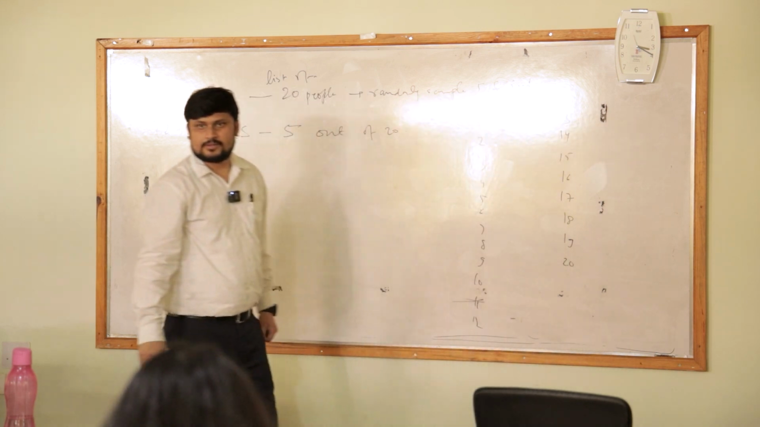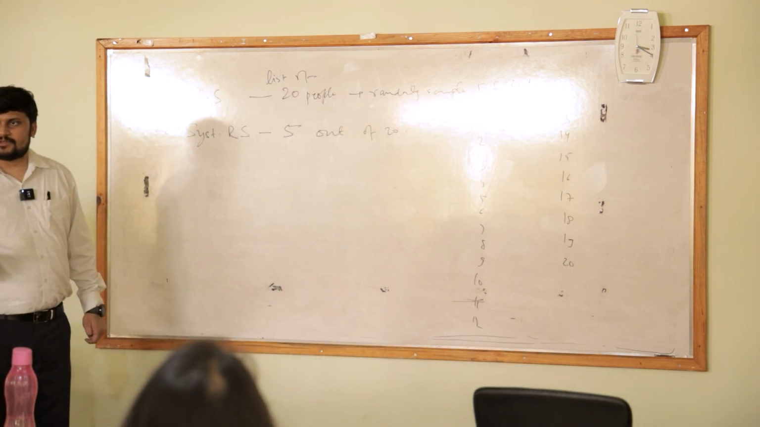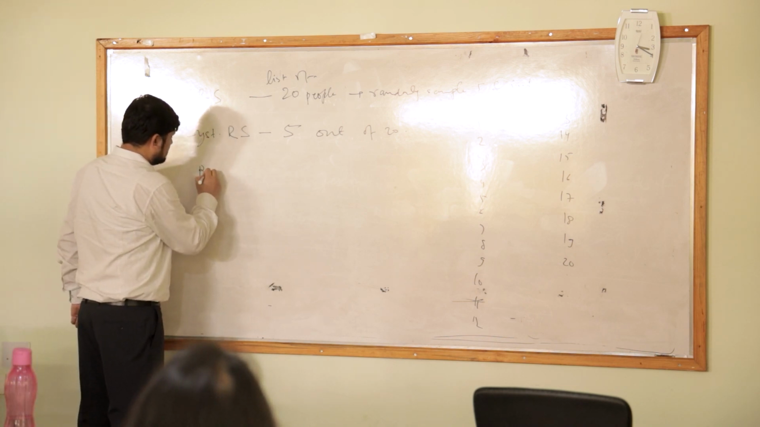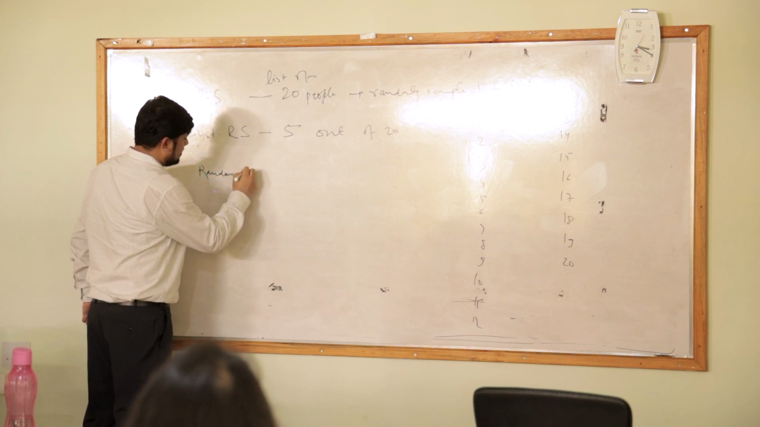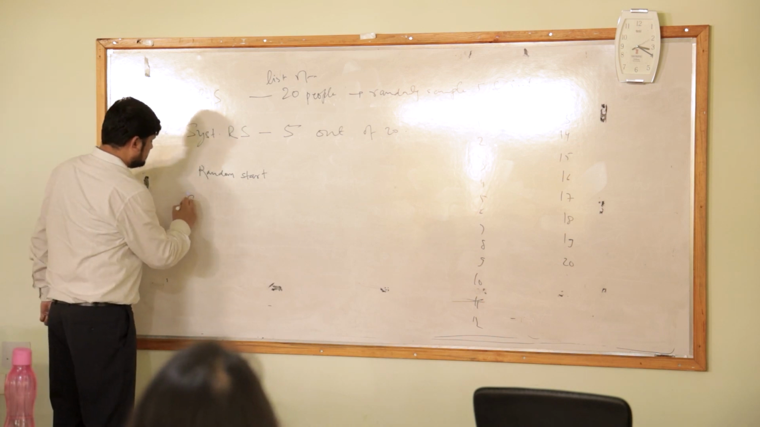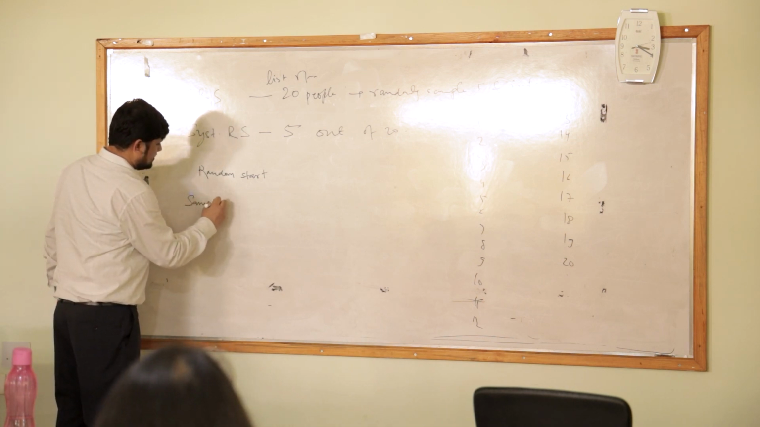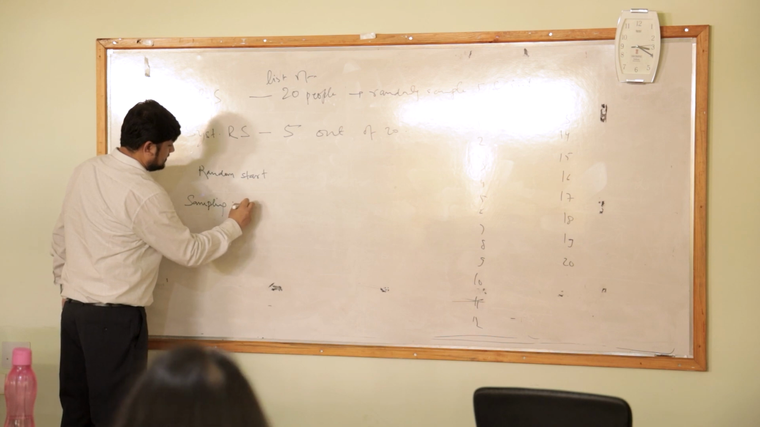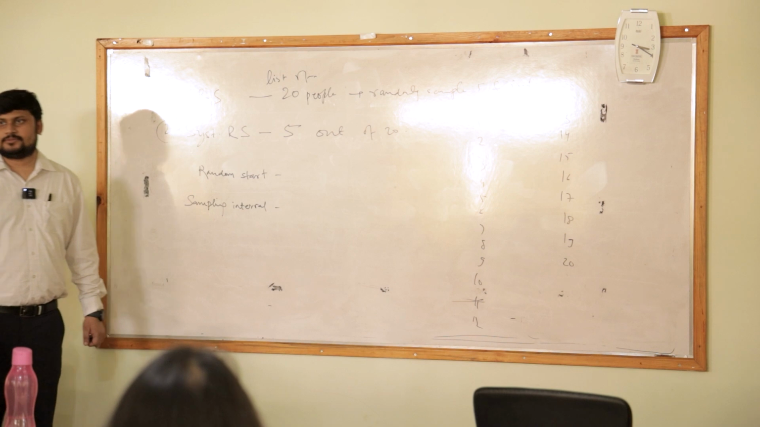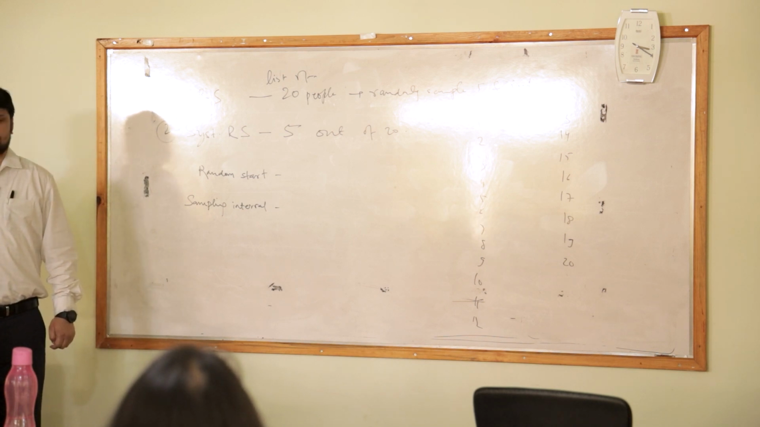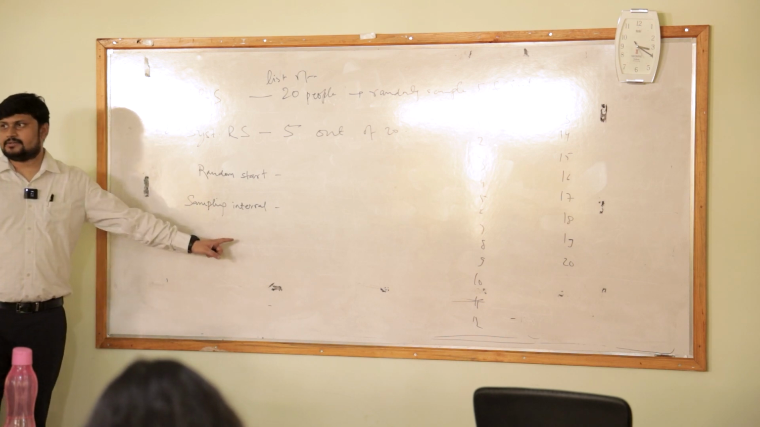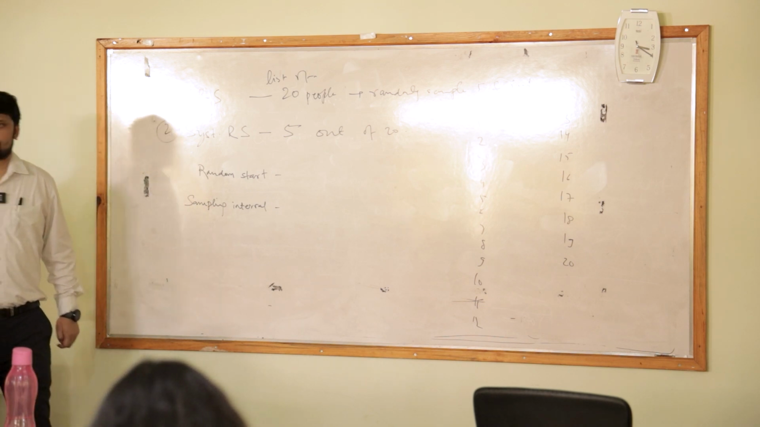So for systematic random sampling, we need to get 2 things in place. One is a random start. The other is a sampling interval. For systematic random sampling, we need these 2 things: random start and sampling interval.